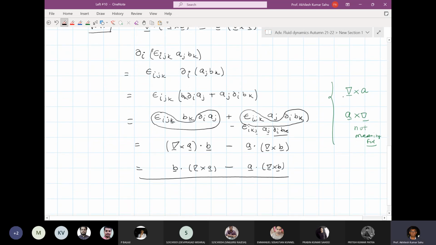Right, so del cross a is not meaningful. Sorry, it's del cross; normally we write del cross a, so del operating on vector a via cross product. But a cross del, if you don't have anything on the right hand side, then there is no meaning of such an expression. There has to be something on the right hand side of your del, either del times a scalar function, that will be the gradient, or if it is a vector function, then there will be either a dot product or cross product.